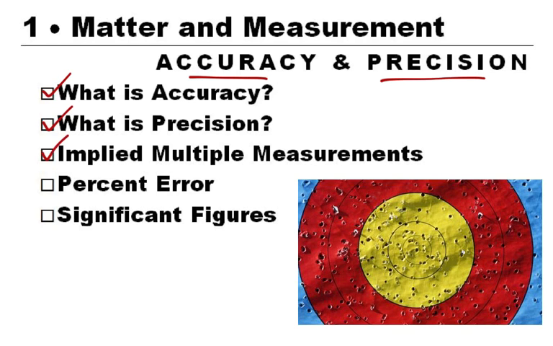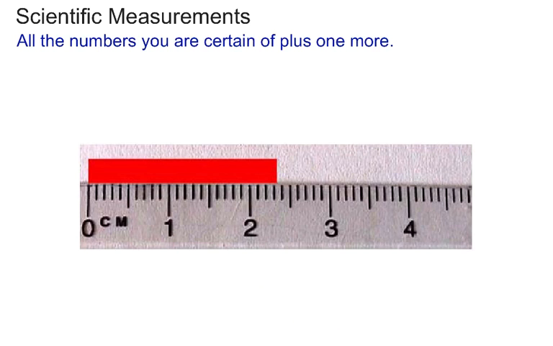And the idea is that when we're talking about measurements, we're talking about many, many measurements made on the same measuring device a lot of times. So on this target right here, we can see that many, many people have hit this target, and we can talk about this whole group of holes and what that tells us. So multiple measurements is implied. When we're talking about accuracy, we're going to be looking at percent error. When we're talking about precision, we're going to be looking at significant figures.